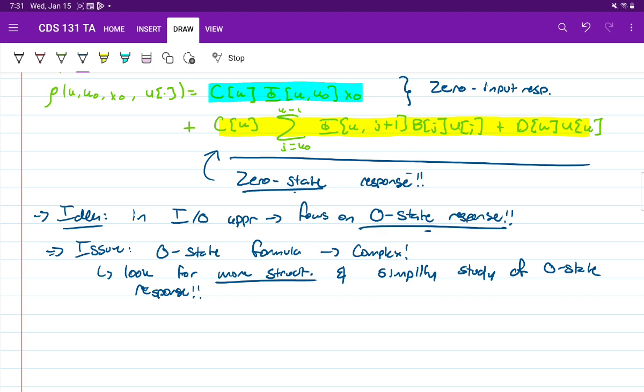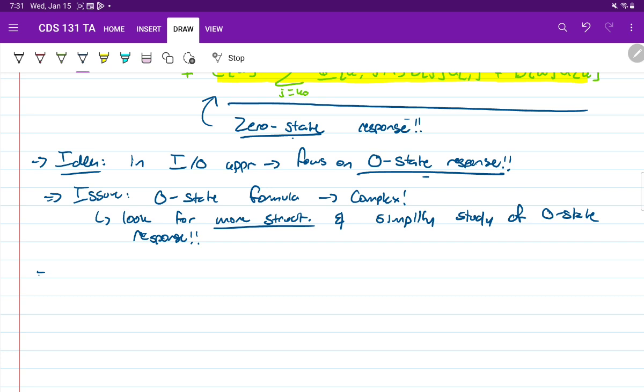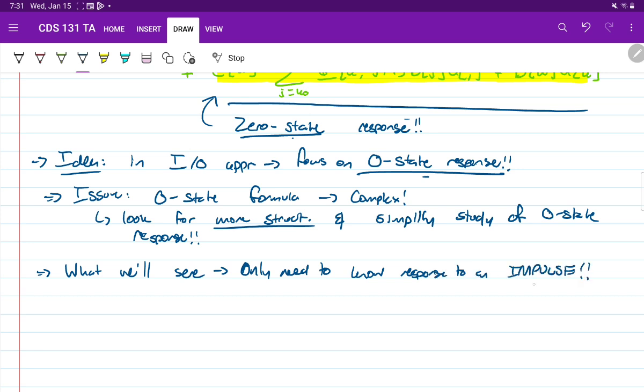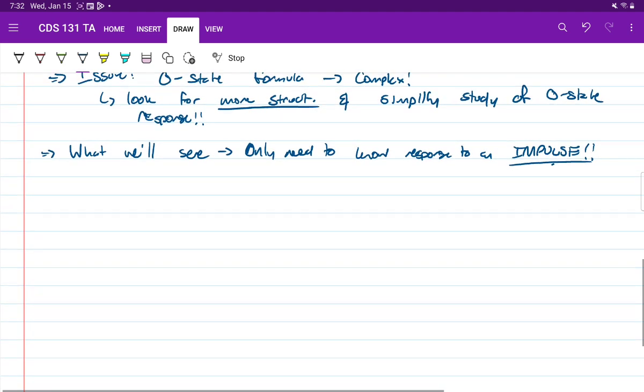and that input is something called the unit impulse. So what we'll see is we only need to know the response to an impulse. Once we know this response, we can construct the response to any signal out there. All right, so first I'm going to define what a discrete time unit impulse is.